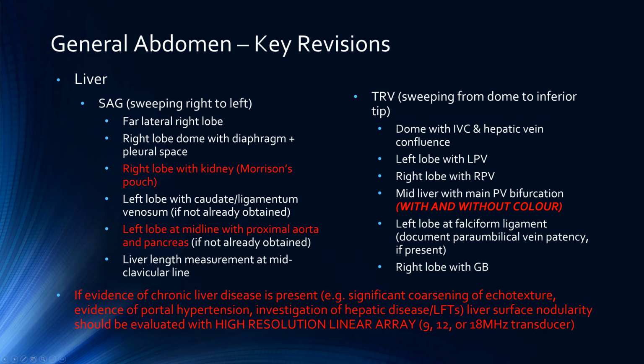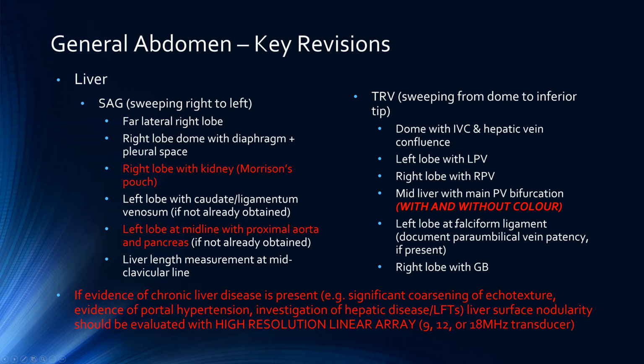Similarly, left lobe with the left portal vein and right lobe with the right portal vein, and a nice ideal image, if possible, at the mid-liver with the portal vein bifurcation. So this is not something that we normally do consistently. So I'd like to ideally get this done consistently at the bifurcation without and then with color. Again, just showing normal directional flow of blood within the portal vein system.